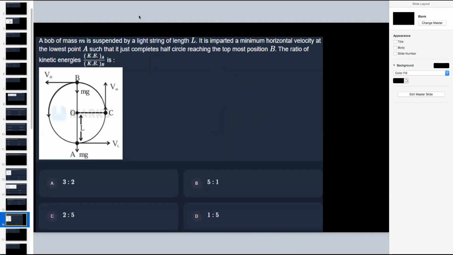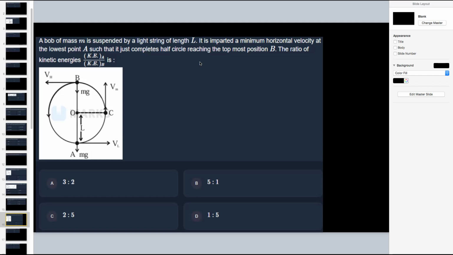Almost all, this problem is also related to conservation of energy. A bob of mass m is suspended by a light string of length L. It is imparted a minimum horizontal velocity at the lowest point A, such that it just completes half circle, reaching the topmost position. The ratio of kinetic energies at A and B.